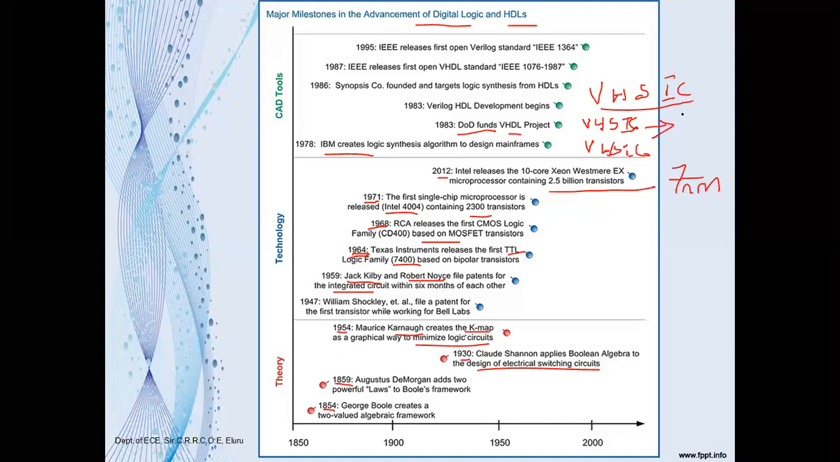For that, they wanted a standard hardware description language across the suppliers and across the industries, so that standard integrated circuits could be easily used by the DoD, the Department of Defense. To get that standard language, the Department of Defense contracted with three companies: IBM, Texas Instruments, and Intermetrics. So the DoD contracted with these three companies to develop a standard hardware description language.